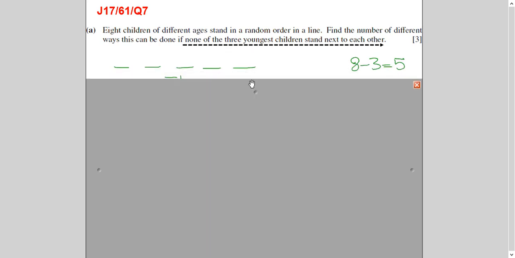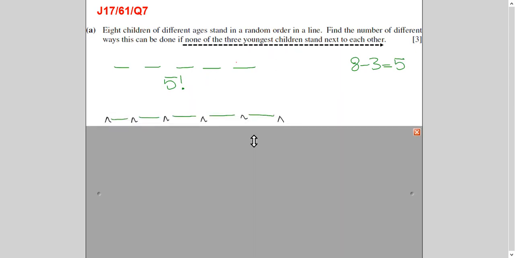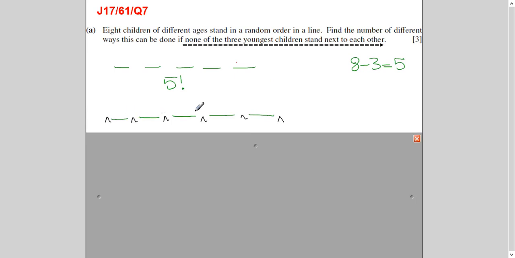Remember, I told you how to separate things, how to separate items, how to separate people. So the same technique we will apply. 8 minus 3 is 5. So 5 students have no issue. 1, 2, 3, 4, 5. So for them, I will write 5 factorial. But those who do not want to be next to each other, the only possibility is that they come in between those people or in the beginning or end, right? Here, here, here, here, here, or in the end.